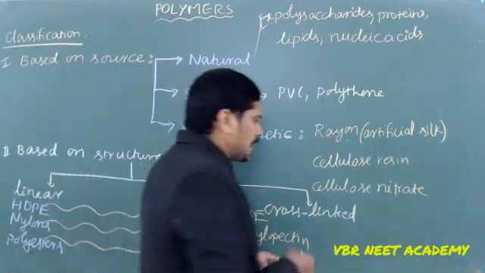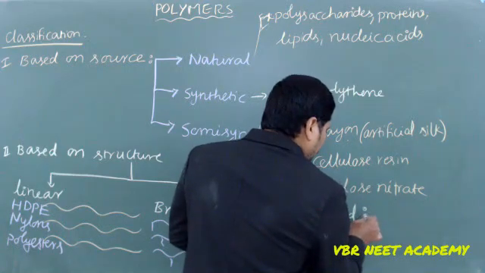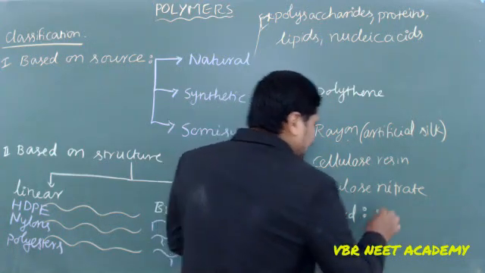Now coming to the cross-linked polymer. Here we can say bakelite and so on.